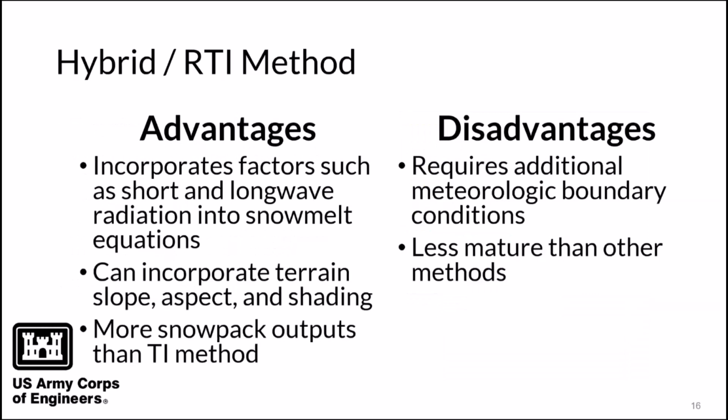All right, back to the pros and cons. A really powerful thing about the hybrid or the RTI method is that we can incorporate things like short and long wave radiation. Because we do that, we get the additional factors of topographic shading. We also get additional outputs, which is really powerful. Things like albedo, we can actually output as part of this method.